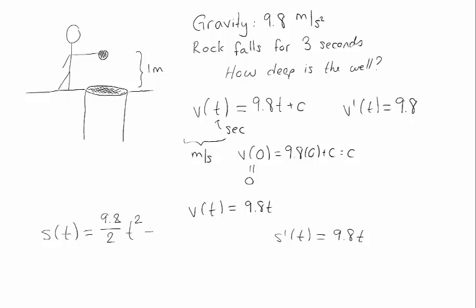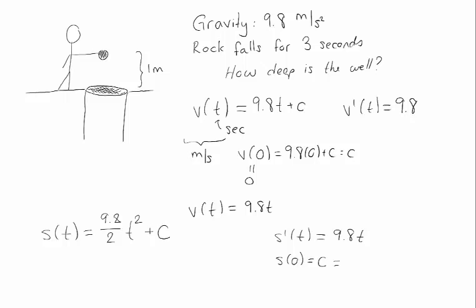But something to remember is that I could have, again, had a little constant out here, because when I differentiate a constant, it just goes away. Now again, let's figure out what that constant is equal to. S of 0 is going to be 9.8 over 2 times 0 squared plus c, which is just c.